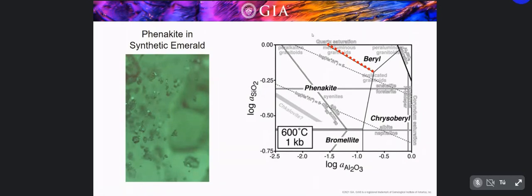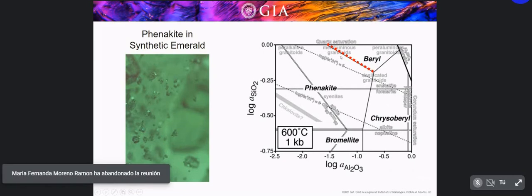I don't actually know exactly how they grow these synthetic emeralds, but this suggests there might be some sort of a buffer in the system. So they might even be buffering the fluids that are growing these emeralds with phenakite itself in order to keep it on some specific chemical buffer. And for whatever reason, this doesn't seem to happen in nature. So when we form beryl in nature, we don't often have phenakite occurring as inclusions in it.